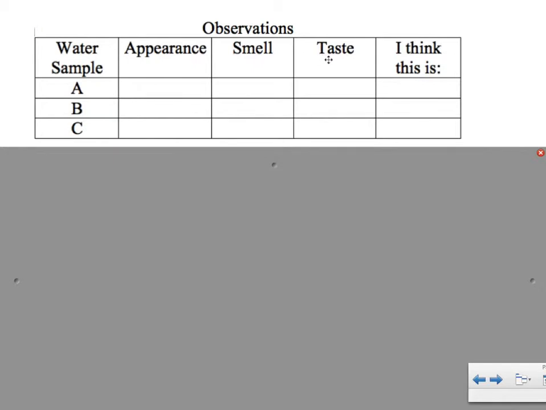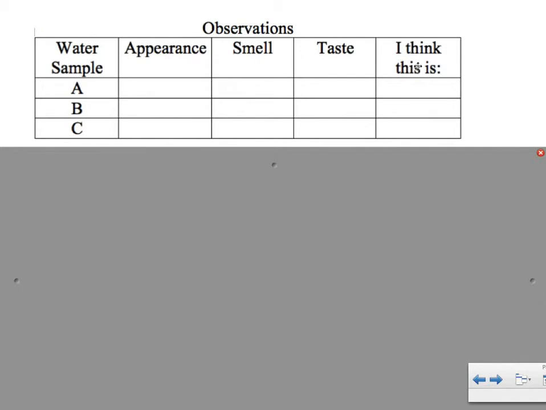And then the last thing you're going to do is taste it. Take a sip, drink it all. You're only going to get a swallow of it, so just drink it all. Taste it, see what it tastes like, write it down. If it tastes like nothing, then put nothing. If it tastes like something, put what you think it tastes like. Then you're going to put what you think it is.